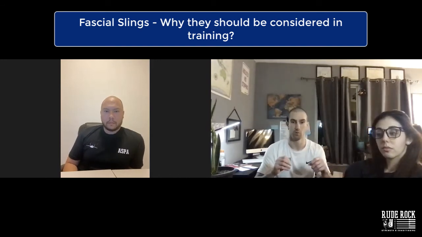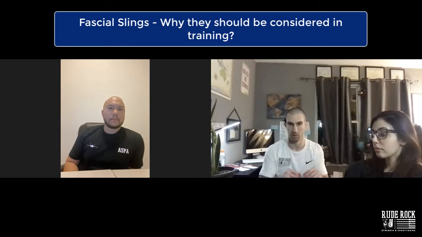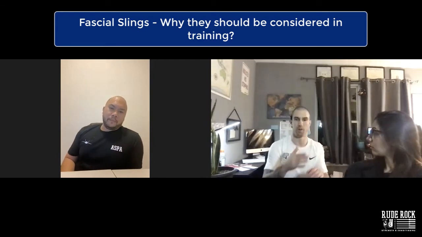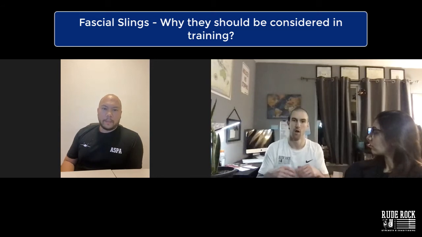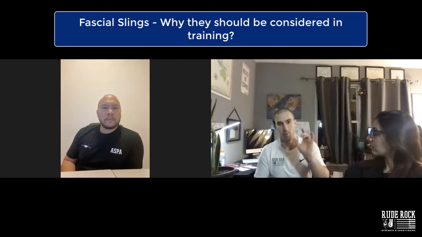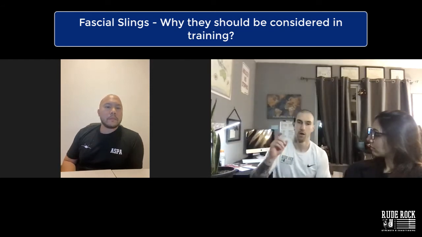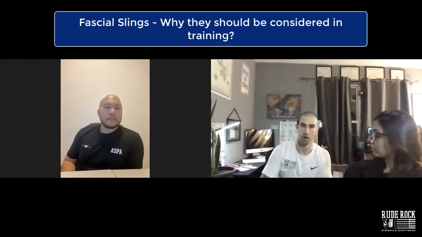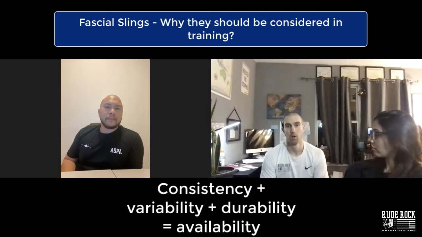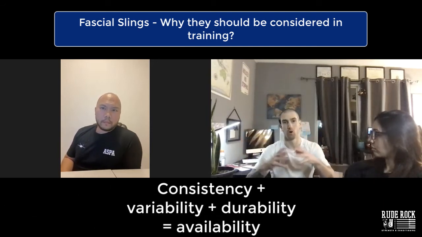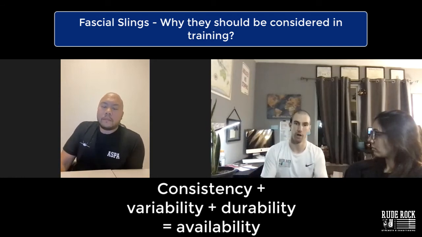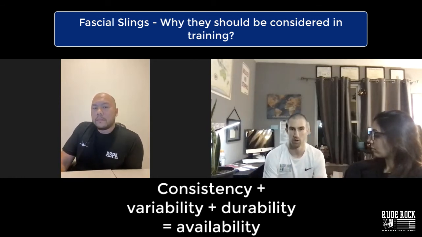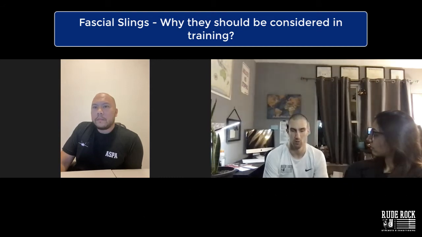Just do a sequence of lunges and step in different places every time. Do a step up and step at a different angle on every step, or have 2 boxes set up at different heights. What I latch on to is consistency plus variability plus durability equals availability. Those 3 pillars all have to work together or coalesce in your training, and that will, in and of itself, emphasize the fascial system.